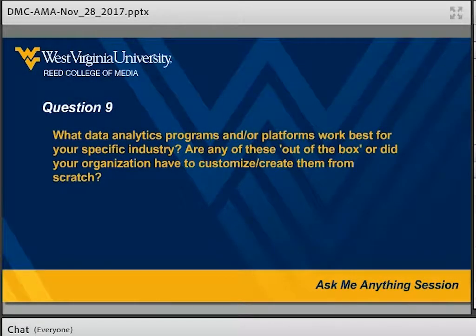So moving more into programs and software, this question goes to Alex. What data analytics programs and/or platforms work best for your specific industry? And are there any of these out of the box, or did your organization have to customize and create them from scratch? Yeah, this is a really great question.